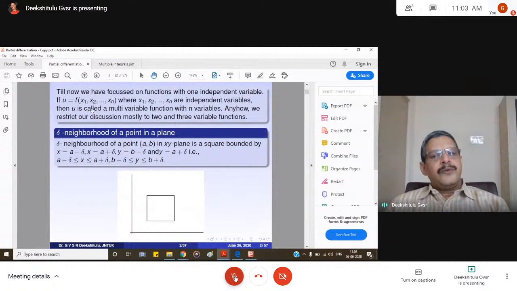So if u is equal to f of x1, x2, and so on up to xn, then u is called a multivariable function with n independent variables. This is the basic idea. Anyhow, we restrict our discussion mostly to 2 and 3 variable functions, because in our discussion we don't go beyond that.